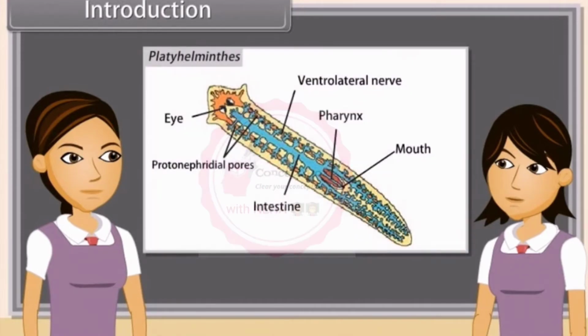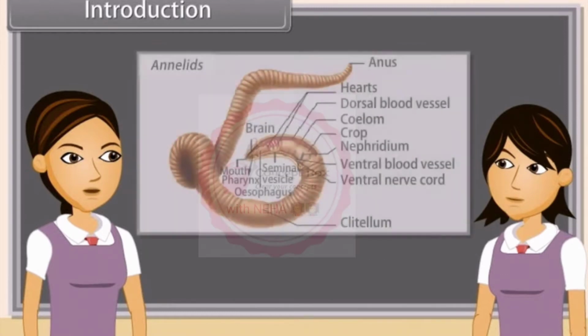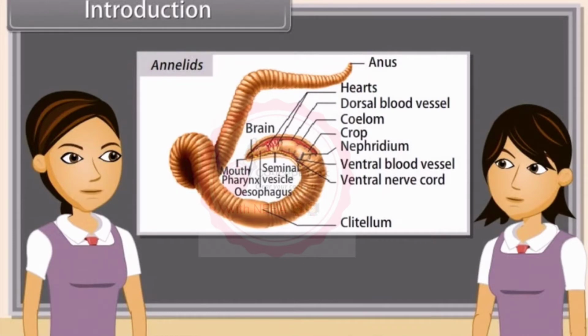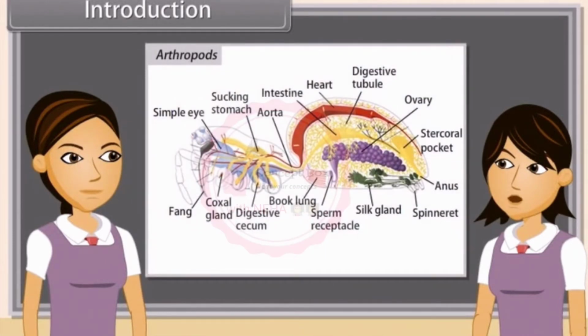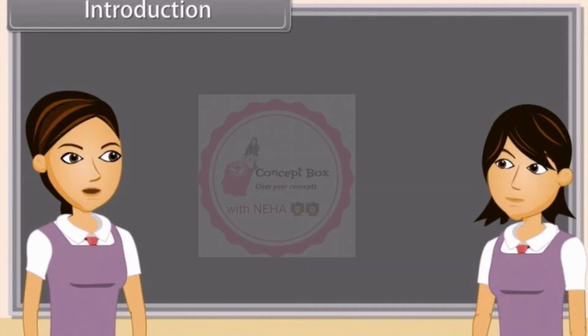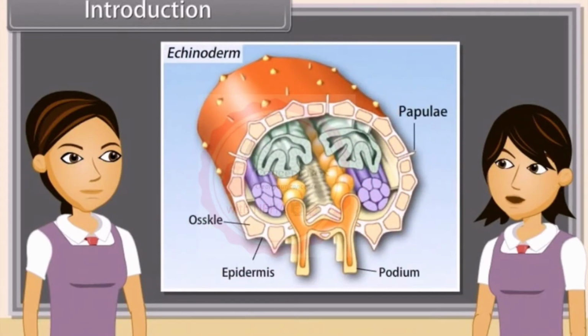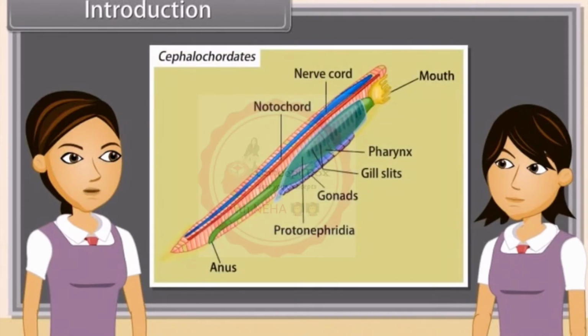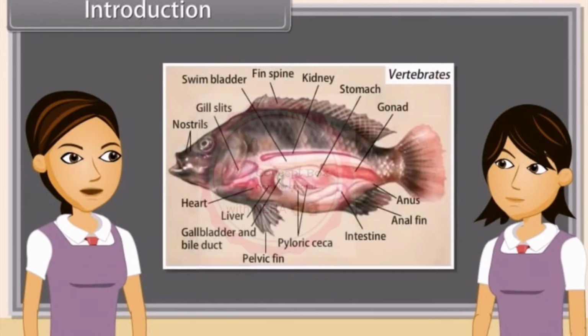In Platyhelminthes, excretory organs are protonephridia or flame cells, while in annelids, it is nephridia. In arthropods, excretory organs are coxal glands, antennary or green glands, and Malpighian tubules, while in molluscs, it is kidneys. Similarly, in echinoderms, excretory organs are dermal papillae, while in urochordates, it is the neural gland, and in cephalochordates, it is protonephridia. In vertebrates, excretory organs are one pair of kidneys.